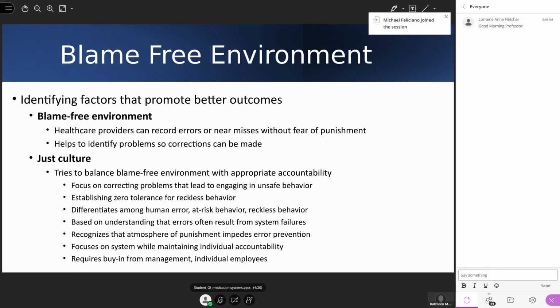So basically from that they created this blame-free environment. At the time when they were investigating and asking, okay, why are these errors taking place, the results coming back were that people were not reporting any errors.